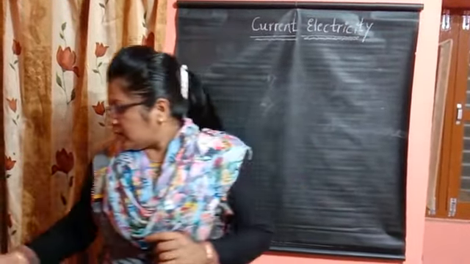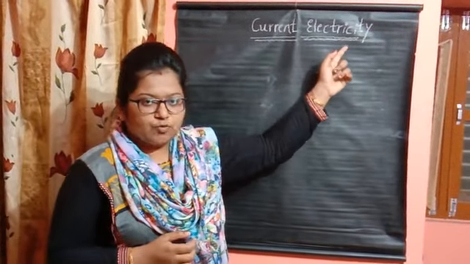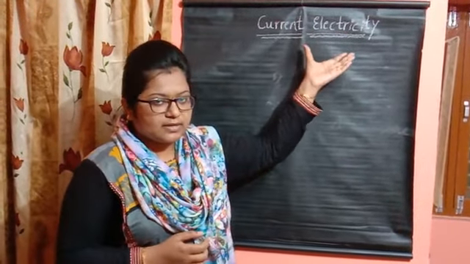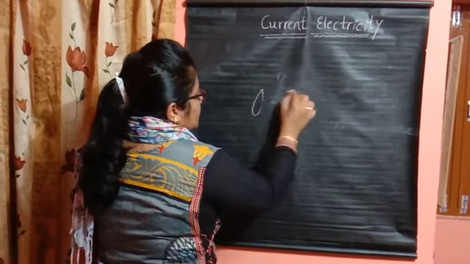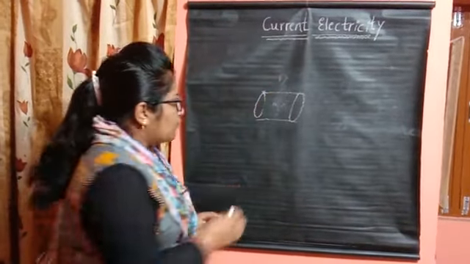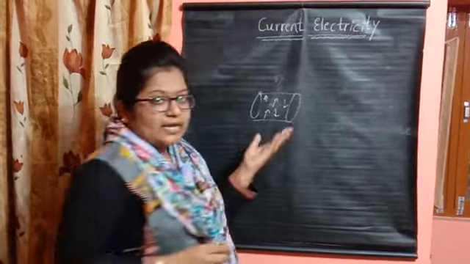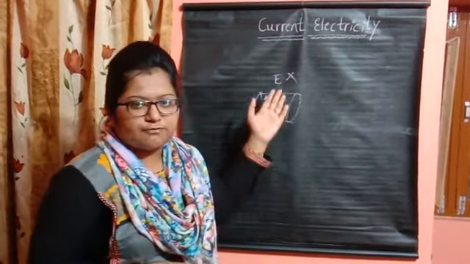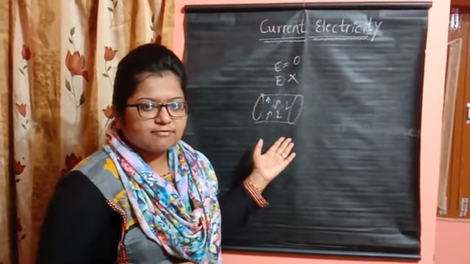Initially I told you that only if the electric charges or free electrons are moving can they generate current electricity. So how will they generate it? In this conductor, free electrons are moving. How are they moving? They are moving in random directions; in any direction they can move. In this case we are not applying any electric field, so here the electric field is equal to 0.